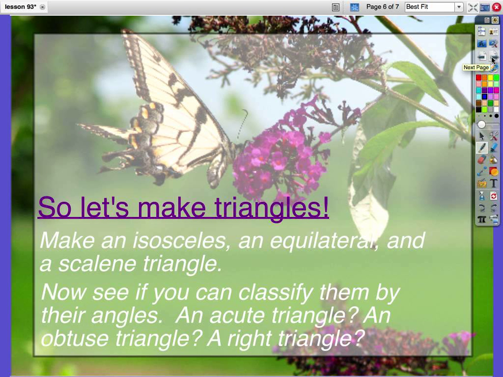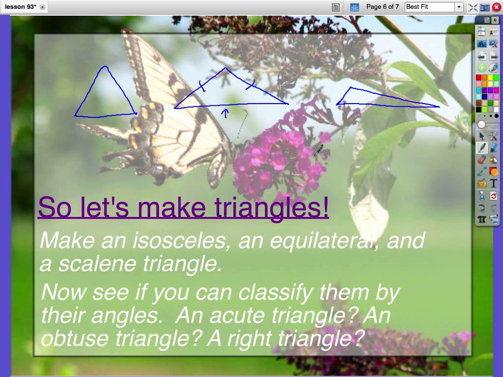So let's make some triangles. Let's make an isosceles triangle, an equilateral triangle, a scalene triangle. I'm going to start with the equilateral because that's the easiest. All three sides are the same. An isosceles triangle, that should be pretty close. These two sides are the same. This third side is different. A scalene triangle, those are the hardest to make, but all three sides are different lengths.